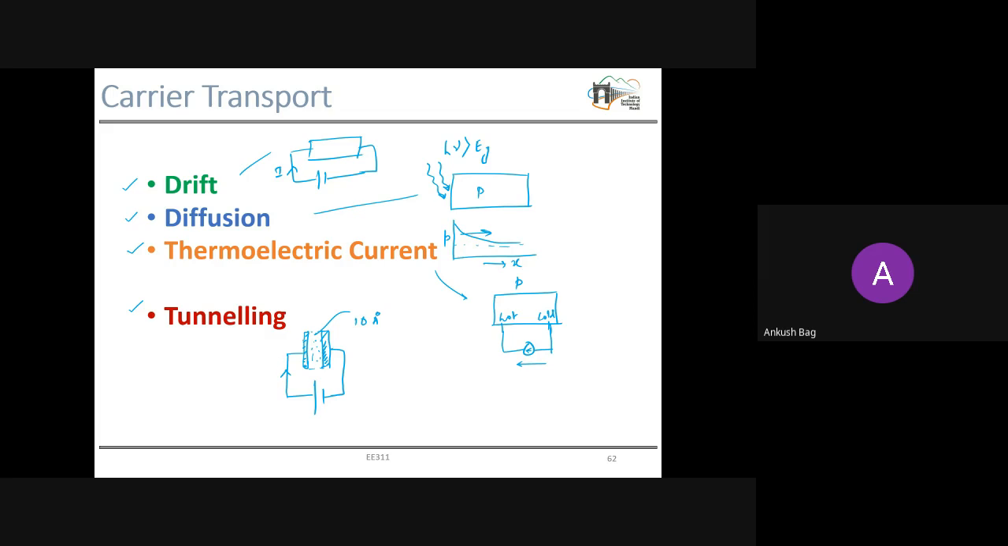So this is a metal contact. These two sides we have metal, and in between we have an insulator. And the main parameter to observe this tunneling is the thickness. It should be of the order of Angstroms, like a few nanometers.